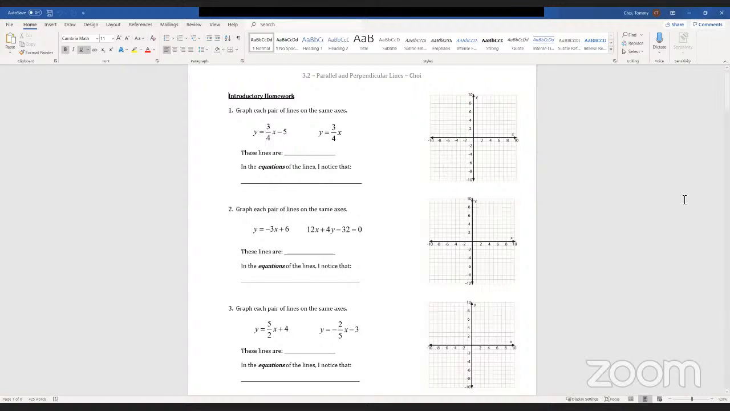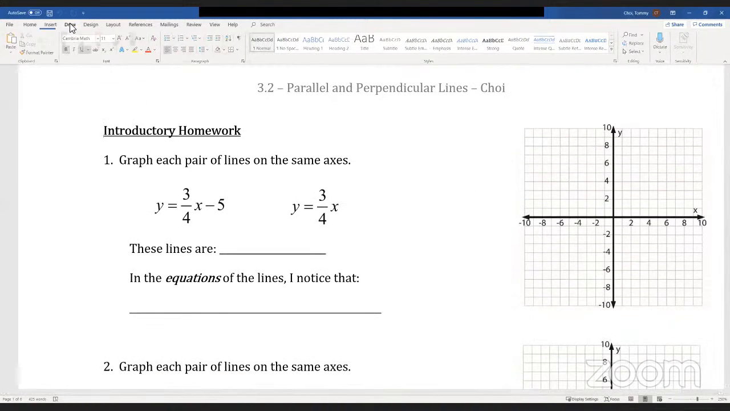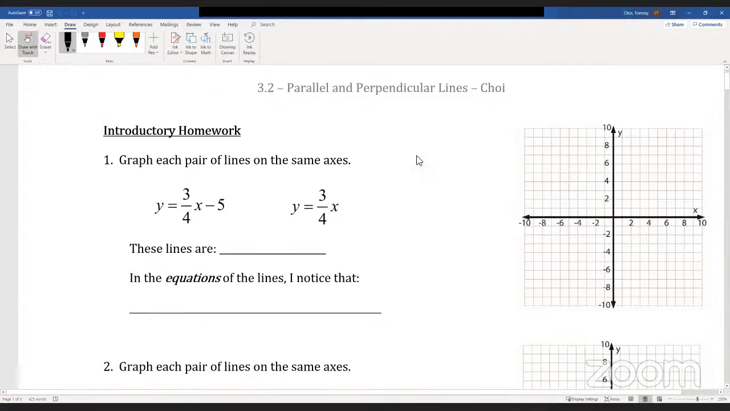Okay, let's take this up. It says to graph each pair of lines on the same set of axes. I'm going to be doing the left one in black and the right one in red. For the left one, if we're given slope-intercept form, we always start with the y-intercept. This is b equals -5. So we draw that point first, and then we use the slope, because we know the slope is 3/4. So the rise is 3 and the run is 4.